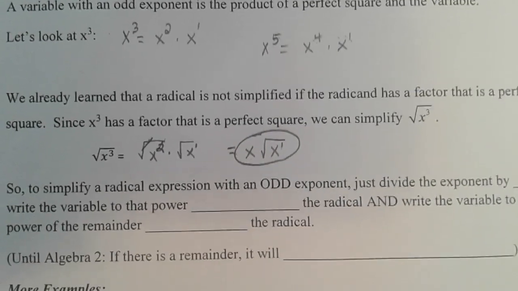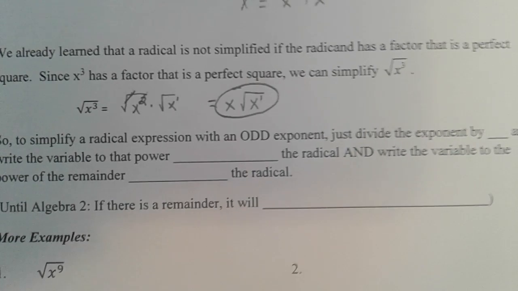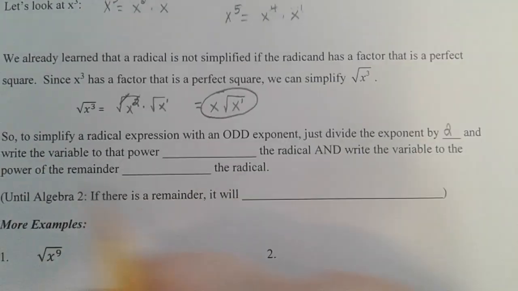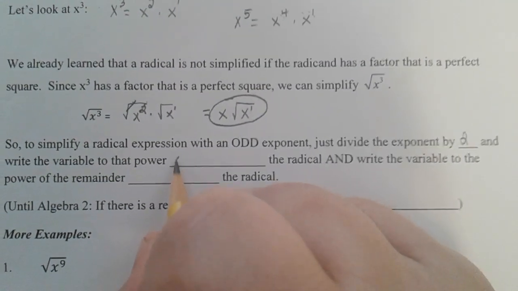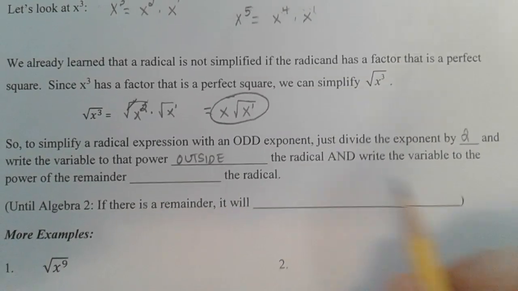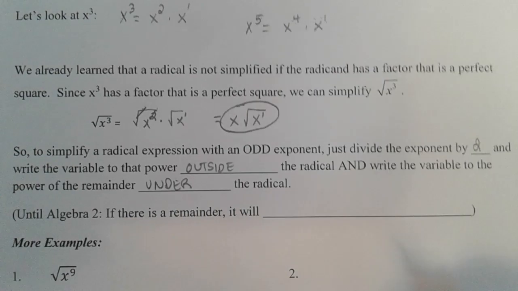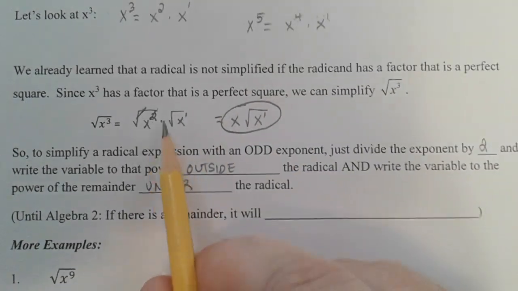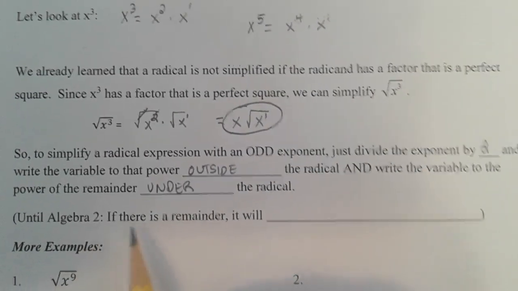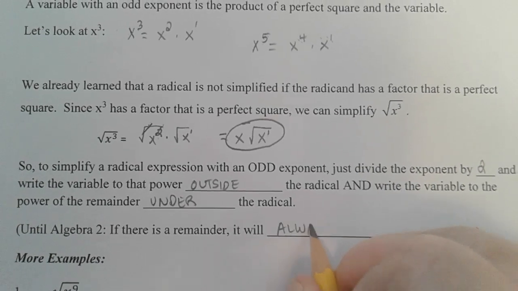Now there's a shortcut with that. You don't always have to rewrite it. To simplify a radical expression with an odd exponent, we're still going to just divide the exponent by 2 and write the variable to that power outside the radical, and write the variable to the power of the remainder under the radical. Now, the remainder is always going to be 1 here in Algebra 1, always 1.